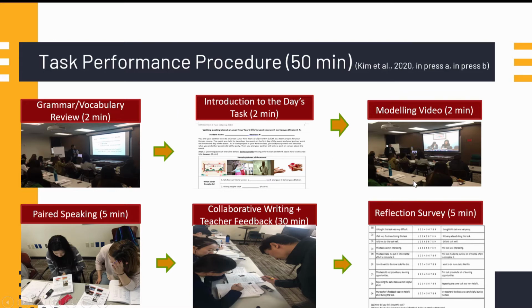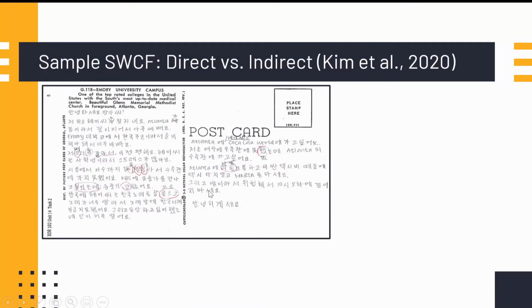Students watched the modeling video, did paired speaking to exchange information, and did collaborative writing for 30 minutes, and the teacher provided synchronous written corrective feedback, and they finished the reflection survey. So this is just an example of student writing, and this was pretty good considering the students completed the writing within 30 minutes, and they were only second semester students.